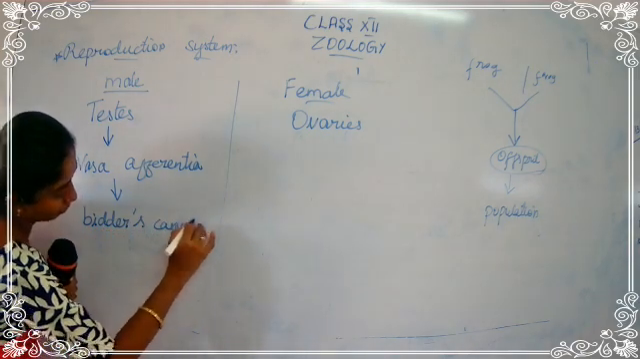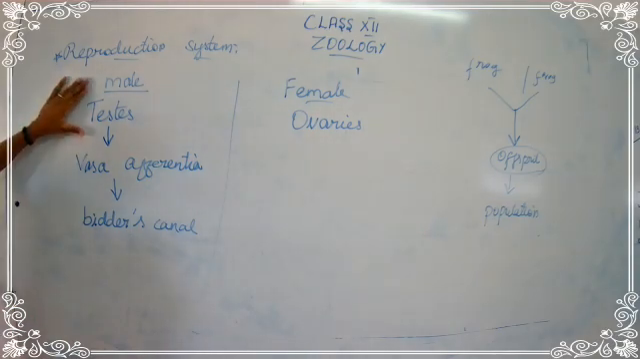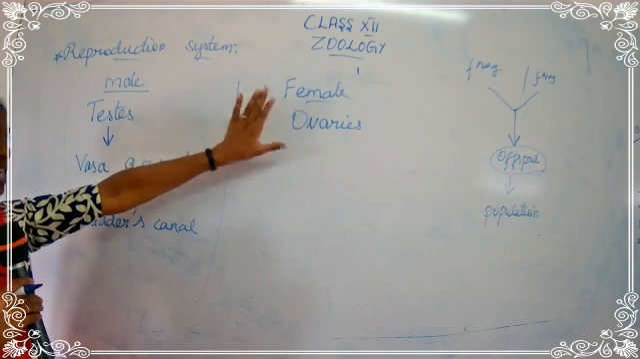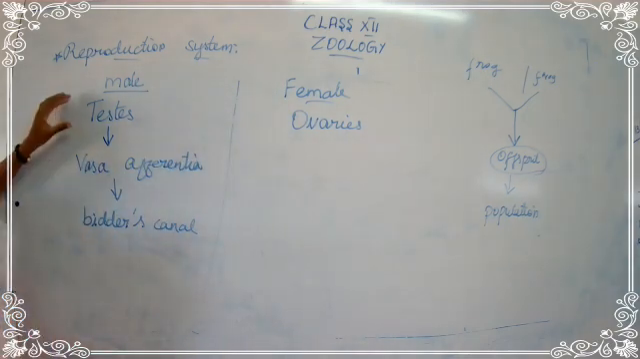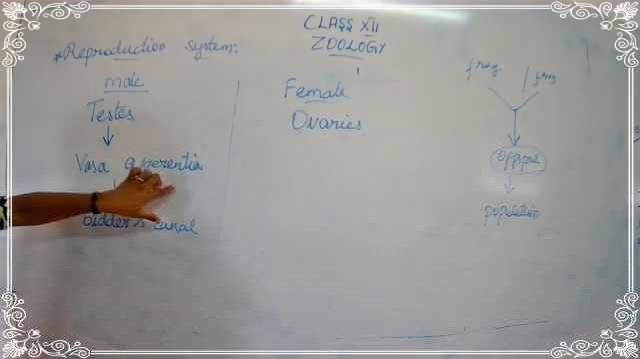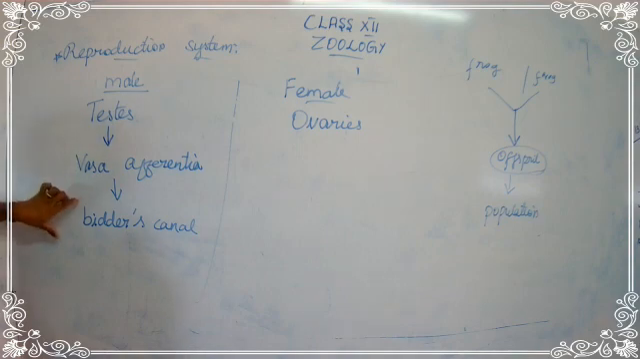So then after it opens into the Bidder's canal. Okay, so the male reproductive organ is the testis, the female reproductive organ is the ovary. After that, the vasa efferentia arise from the testis and open into Bidder's canal. Finally, it communicates with the urinogenital duct that comes out of the kidneys and opens into the cloaca.